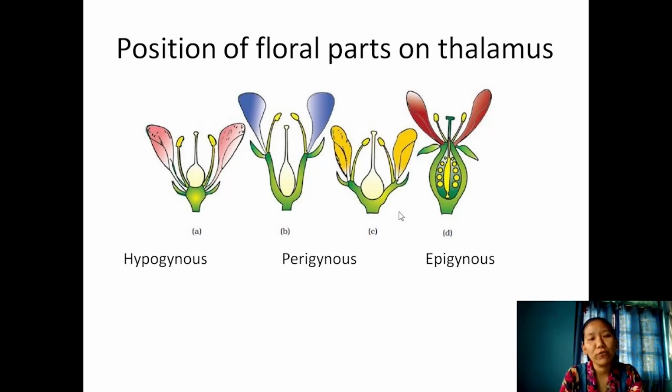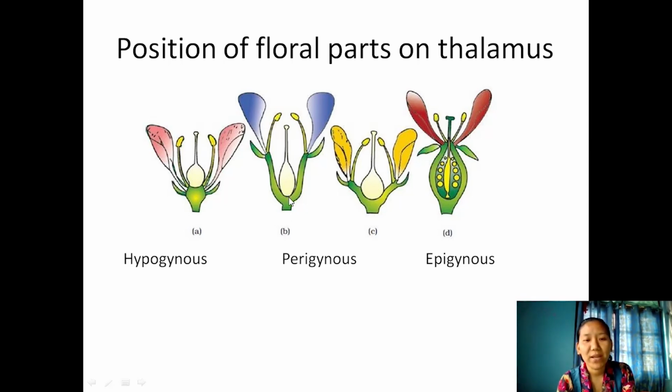So based on the position of the whorls on the thalamus, we have again 3 types of ovary, that is hypogynous, perigynous, and epigynous. Here in this picture, you can clearly see the ovary part, so we have to compare the position of this ovary with respect to all the other whorls. So this ovary part is present on the thalamus and other whorls are situated below the position of the ovary. So in this case, the ovary becomes a superior ovary, and such an ovary we call hypogynous.